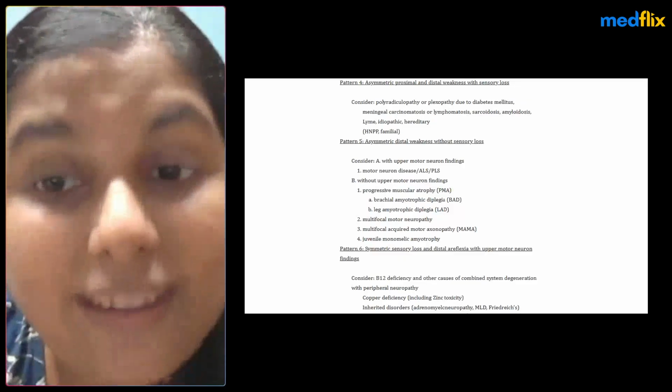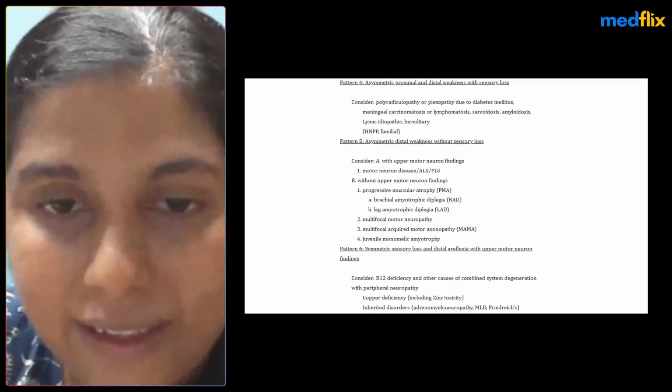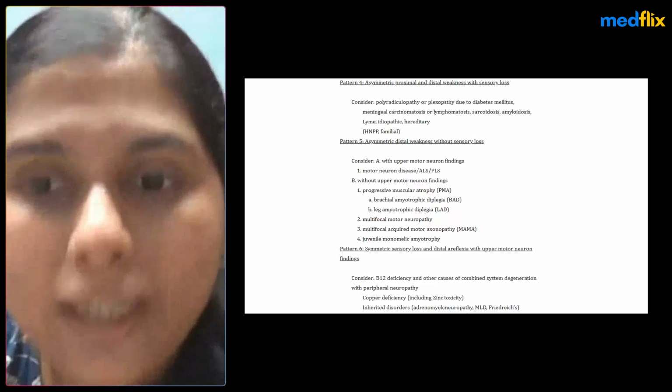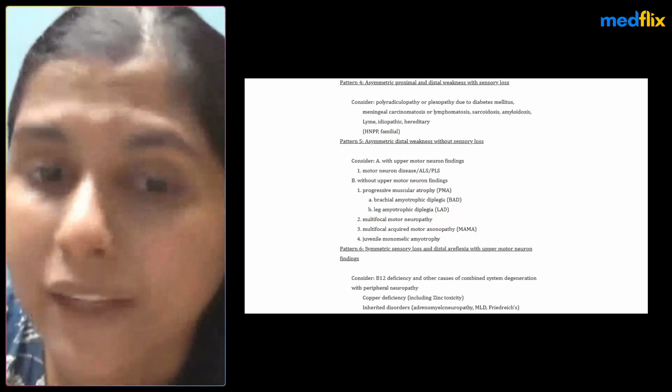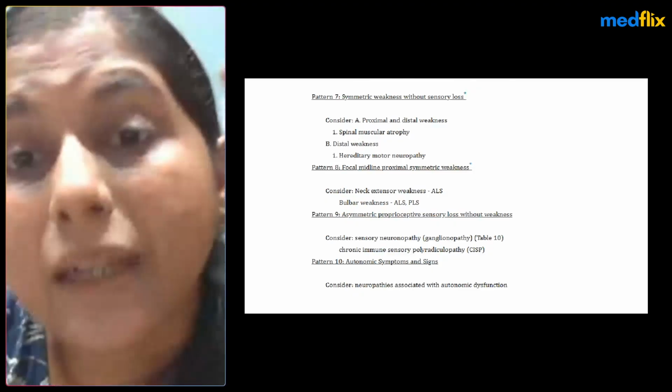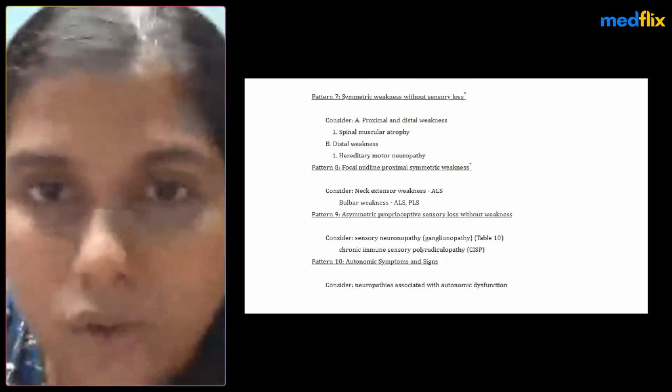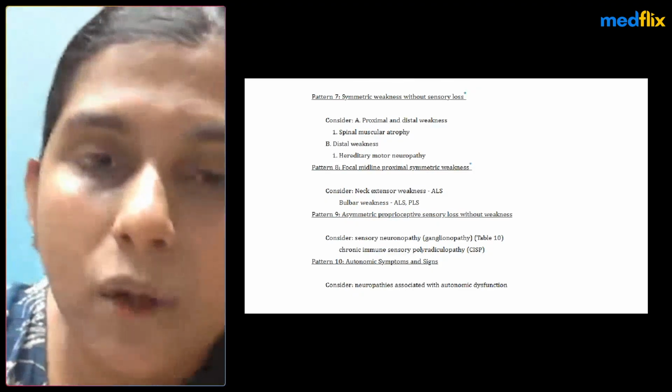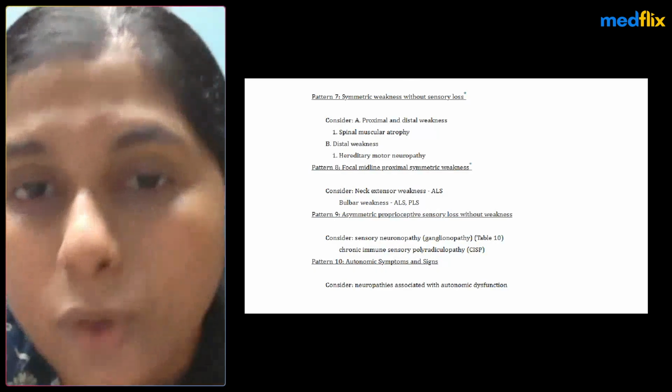Symmetrical sensory loss and distal areflexia. So here again, B12 deficiency is something we should consider. Copper deficiency, which mimics B12 deficiency also. Then we have symmetrical weakness without sensory loss. So here it can be SMA, or if it is distal weakness, it can be hereditary motor neuropathy.